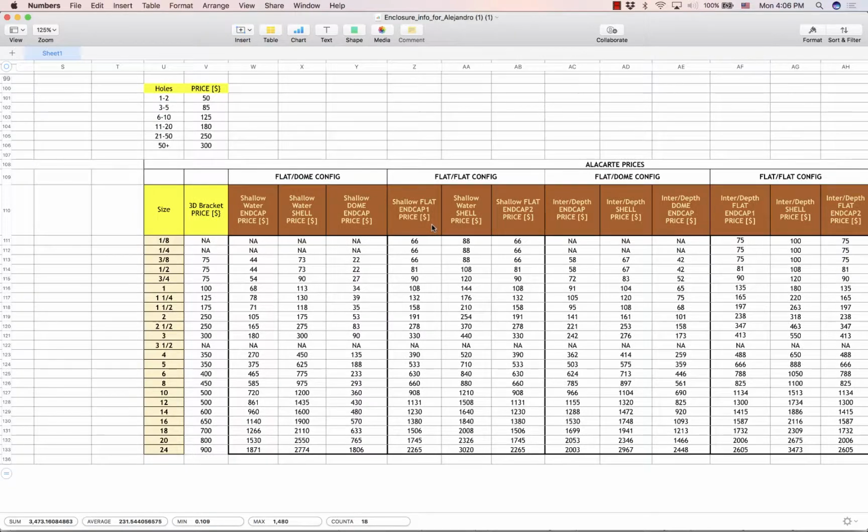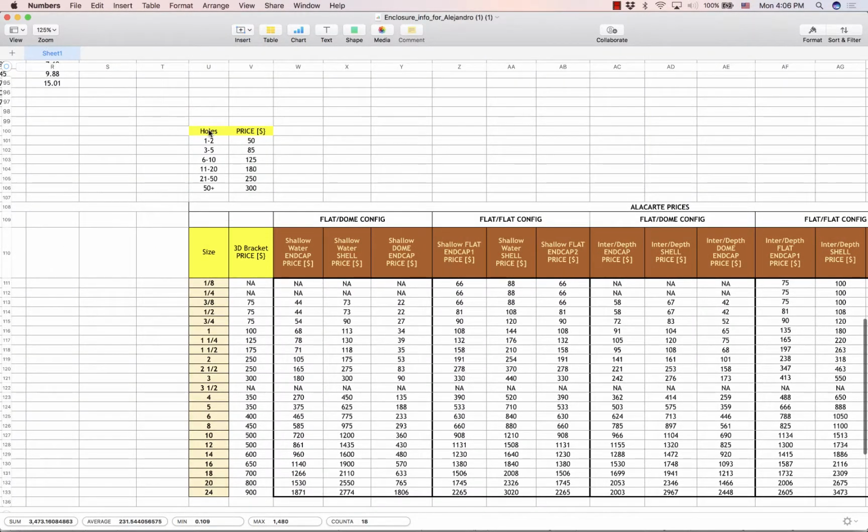So as a general rule, follow this table to figure out the price. Hopefully this answers your questions, and hopefully we get all this ready and we add also the variations for the end caps, the holes, because this will add to the price of the product.